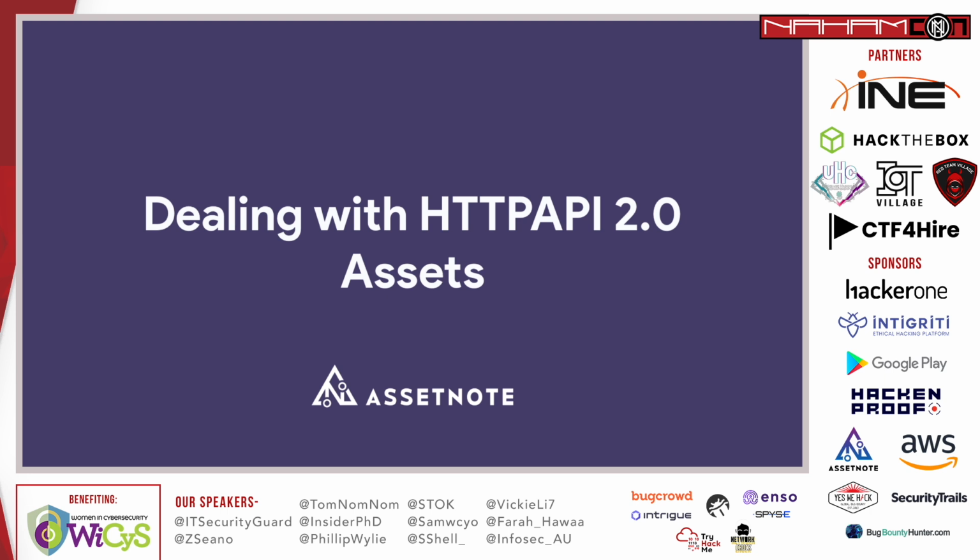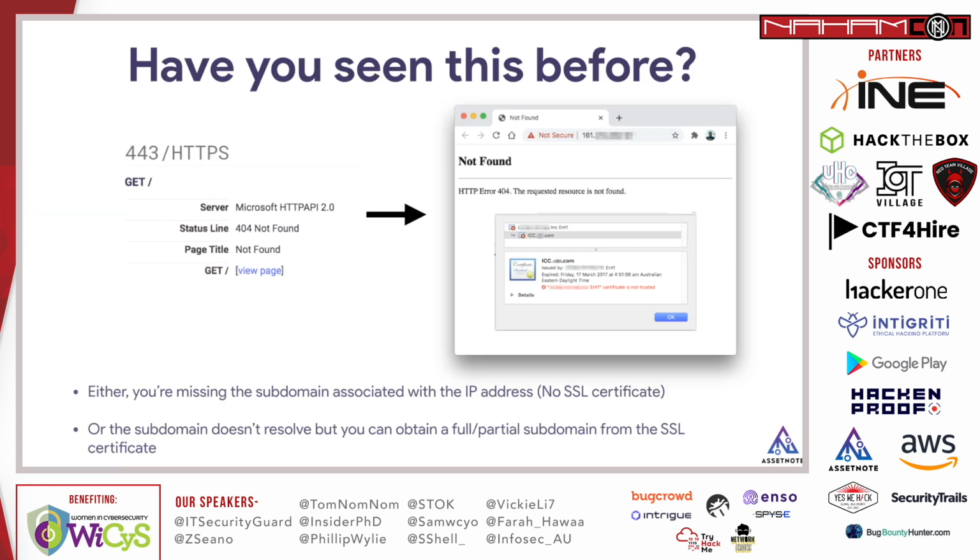So the first thing I want to go through today is how you deal with HTTPAPI 2.0 assets. When you've been hacking IIS, you might have come across something like this, where you visit an IP address and it returns a not found error, HTTP error 404. And in this scenario, you can see that the server header returns Microsoft HTTP API 2.0.